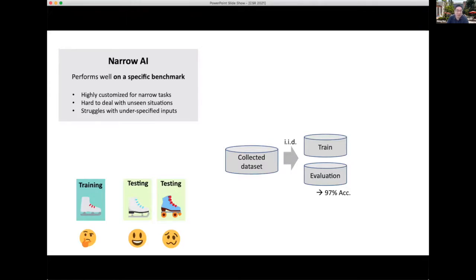And it's likely that in this way, your solution will be hard-pressed to deal with unseen situations, which are outside of your data distribution, and will struggle with even more vague or ambiguous inputs, which are not represented in your current collections of data, right?